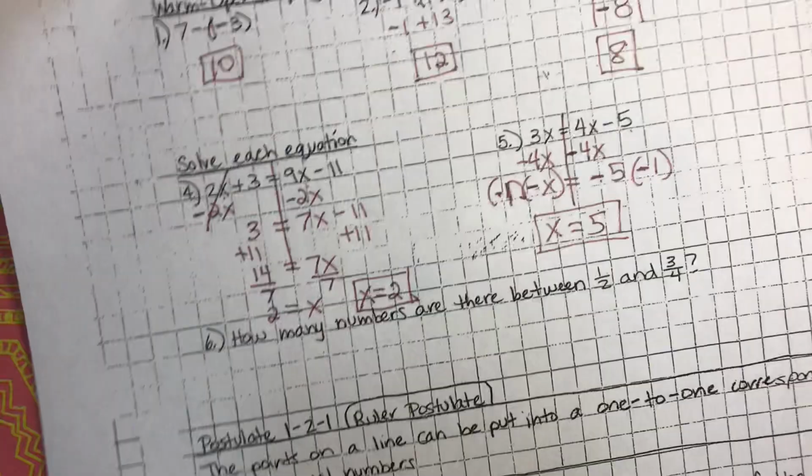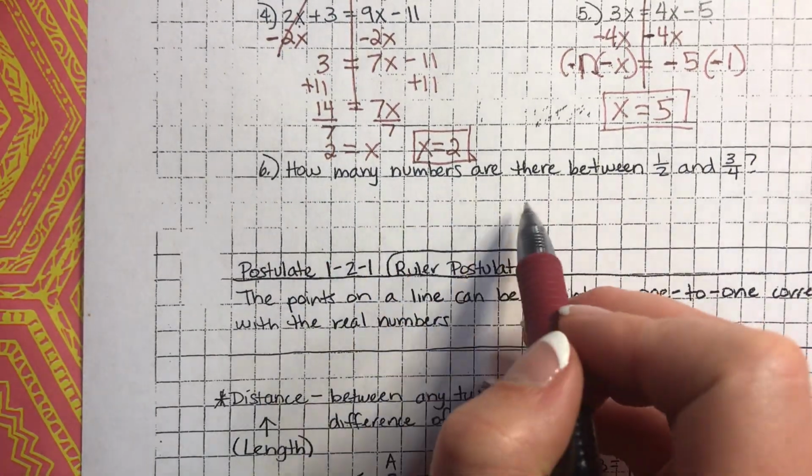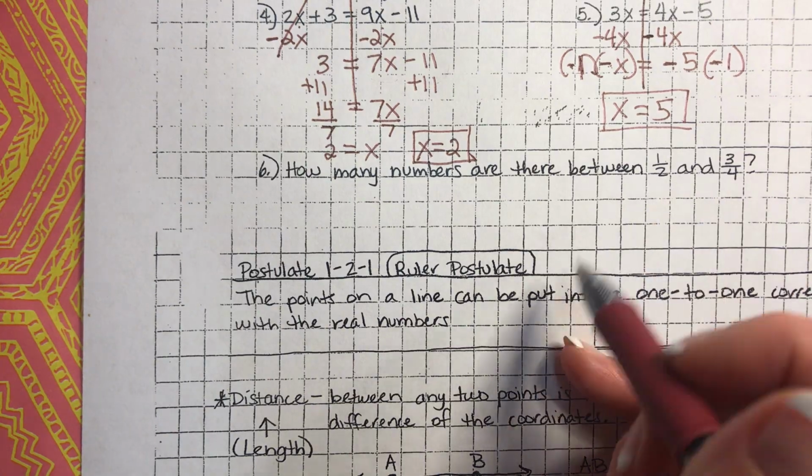Oh, 6. I didn't even see that one. That's a part of the warm-up too. Let's see what it says. It says, how many numbers are there between 1/2 and 3/4?